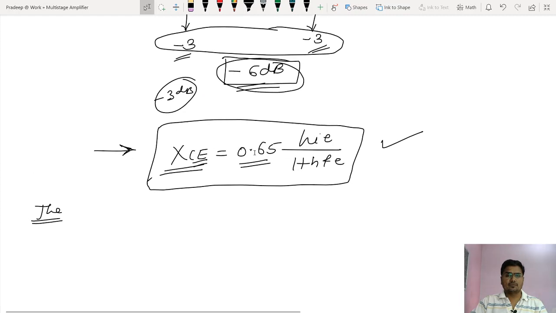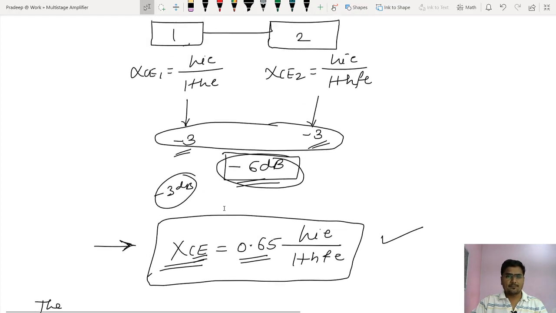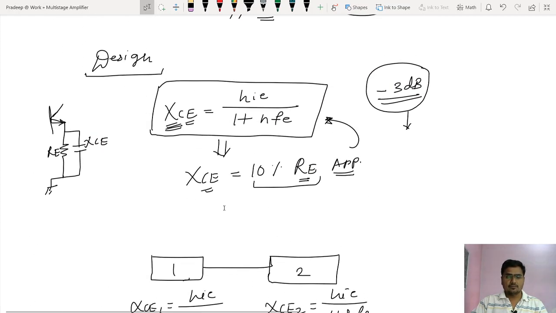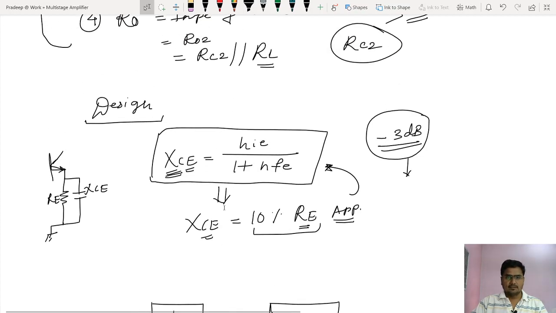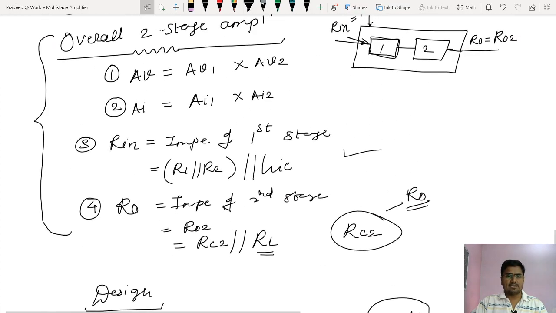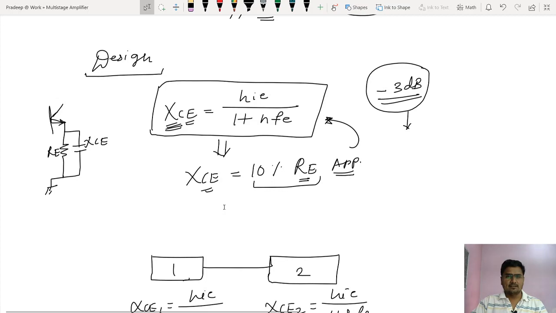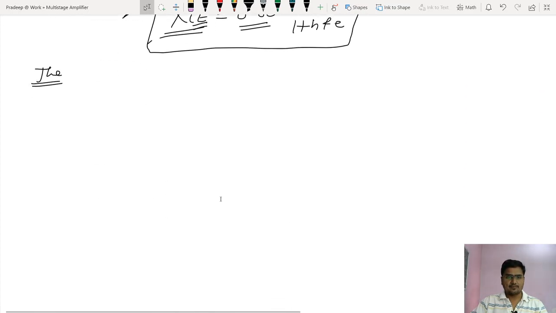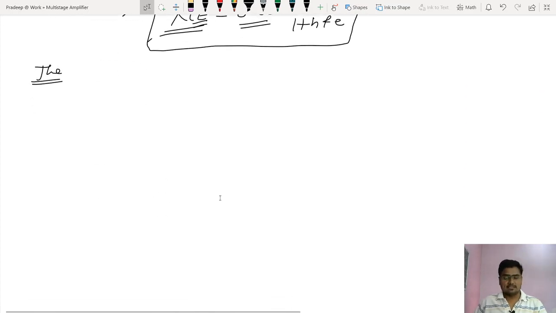Let's have a look at what we had in the last lecture. We started with some analysis and concluded with how I can select the bypass capacitor in the design procedure. Today we can start with the design procedure for the two-stage RC coupled amplifier. Let me start with this design procedure.